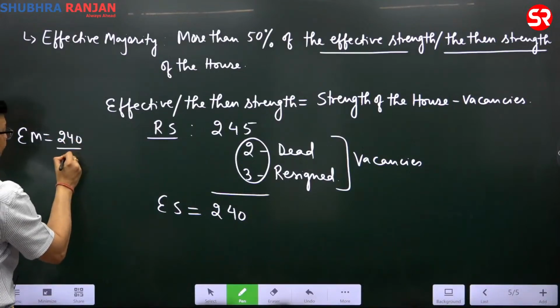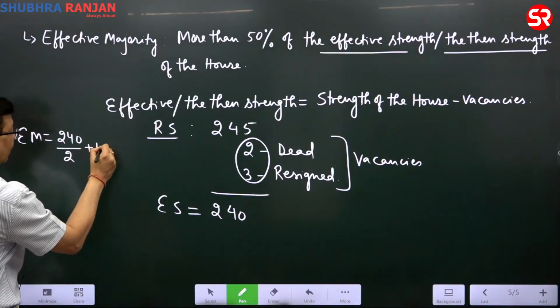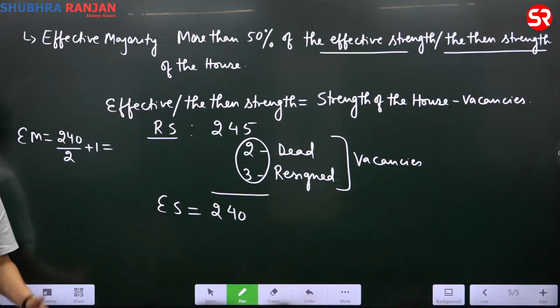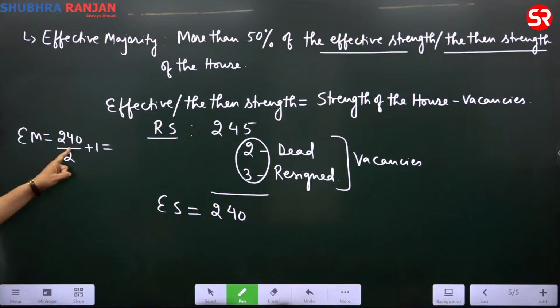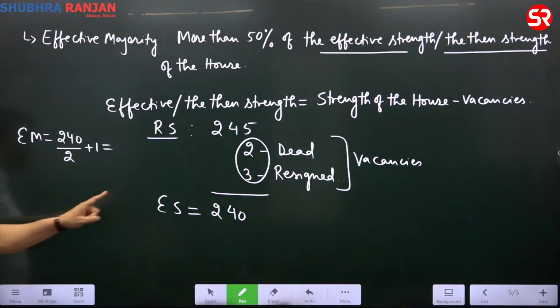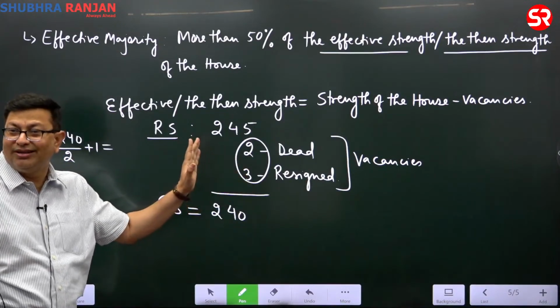240 divided by 2 plus 1. Why do we write plus 1? Otherwise there will be a tie, equality. That is why we say plus 1. So here the vacancies will not be counted.